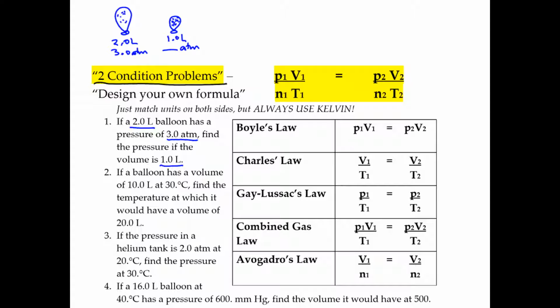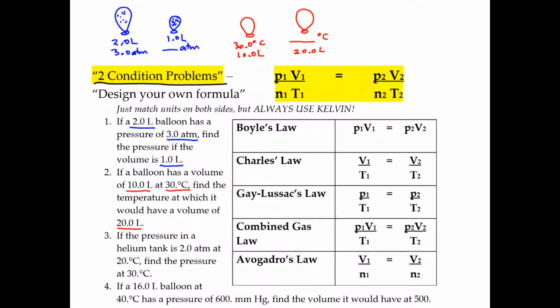Now let's try number 2. Number 2 says a balloon has a volume of 10 liters and a temperature of 30 degrees Celsius, and we want the new temperature if we're at 20 liters. So here's a balloon, and we're going to say that this balloon is 30 degrees Celsius, which is a little warmer than room temperature, 10 liters. And then we want the balloon to have a volume of 20 liters. And we want to know what temperature that is going to be.